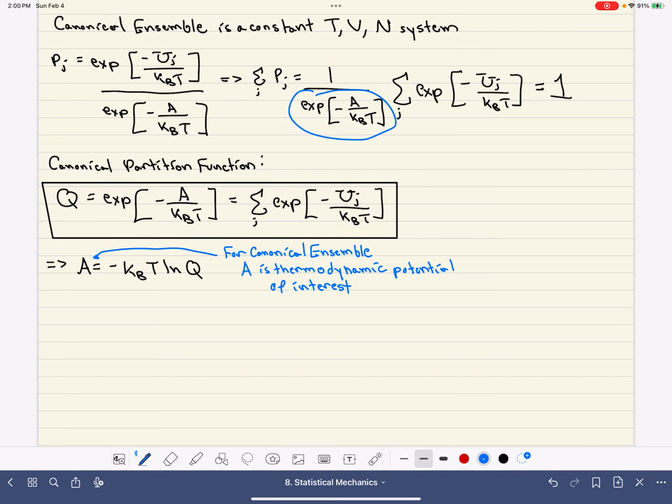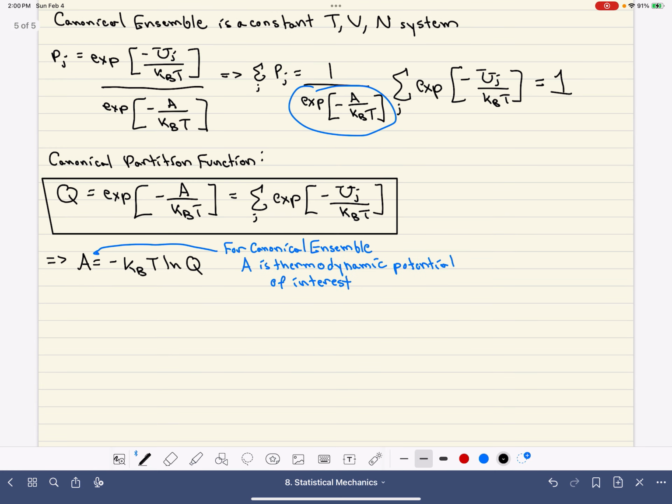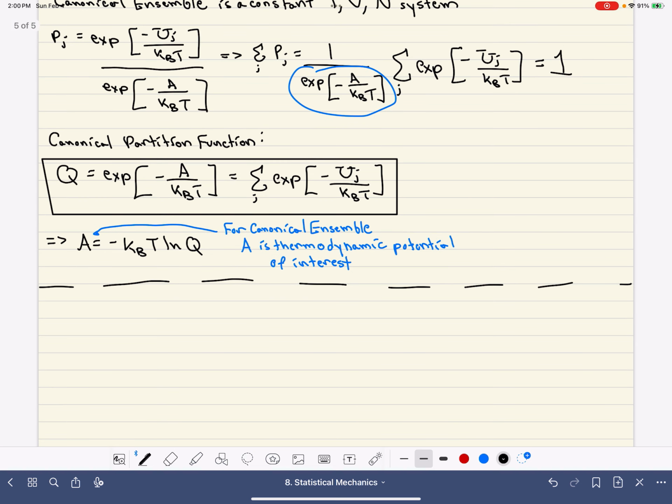So, with the canonical ensemble, we showed that we could describe the probability of the subsystem using this expression here, that the relevant partition function is described by Q, and that we could get the Helmholtz thermodynamic potential by using that partition function. Okay?